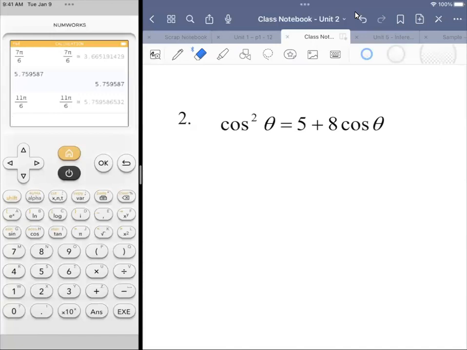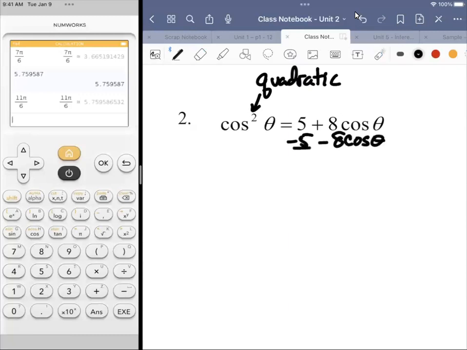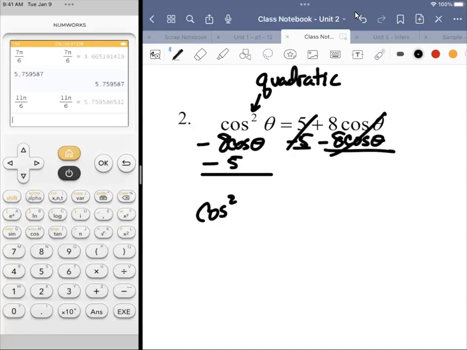All right, but first, if it's quadratic, we want to get everything over to the same side of the equation. All right, so I'm going to subtract the 5, subtract the 8 cosine of theta. They'll cancel on this side. So I'll do the 8 cosine theta first, and then subtract the 5, subtracting from both sides. So cosine squared theta minus 8 cosine theta minus 5 is equal to 0.